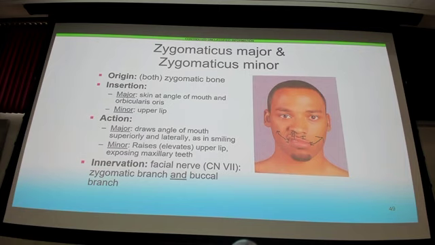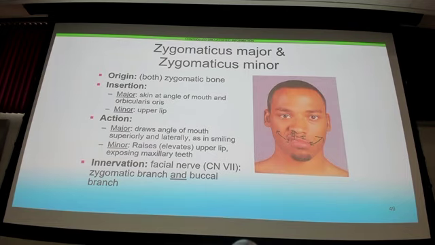Did you hear what I said? Don't worry about whether one of those innervates major and one innervates minor. I don't care. They're both innervated by the zygomatic and buccal branch, okay? Kind of simplify that a little bit.